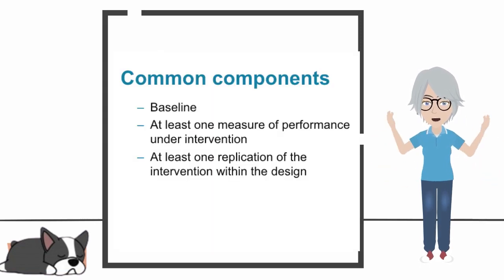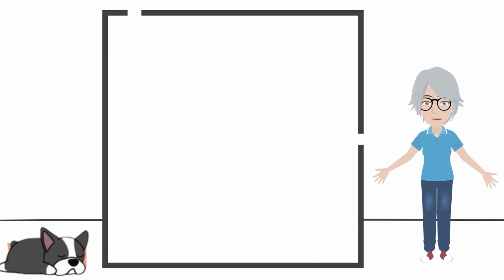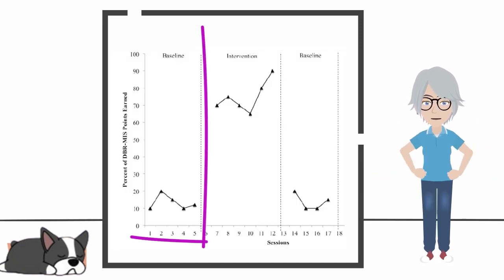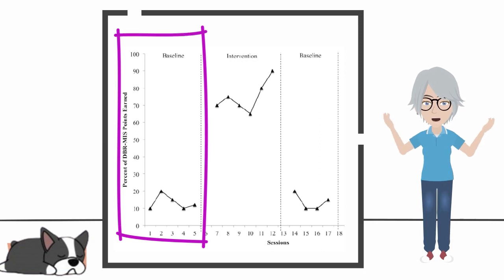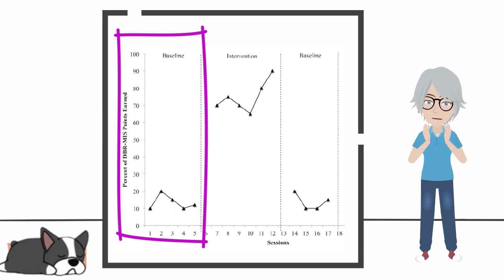2, there's at least one measure of performance under intervention, and then there's at least one replication of intervention within the design. We start with baseline measures. This is the first phase of any single subject research design. We collect that baseline data, and that gives us a measure of the level of behavior, which is the dependent variable, as it occurs before any intervention happens.